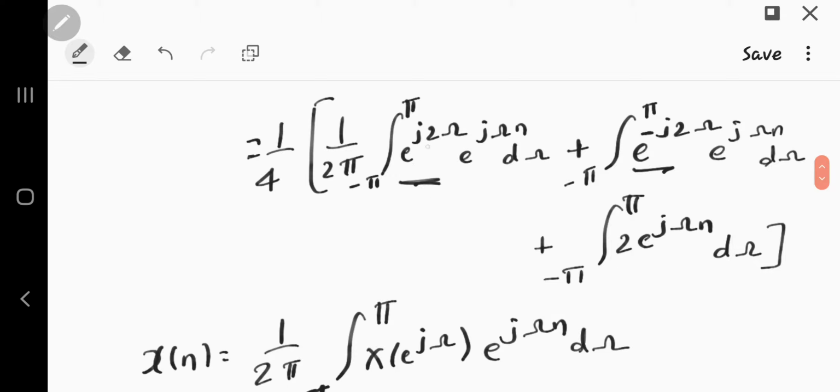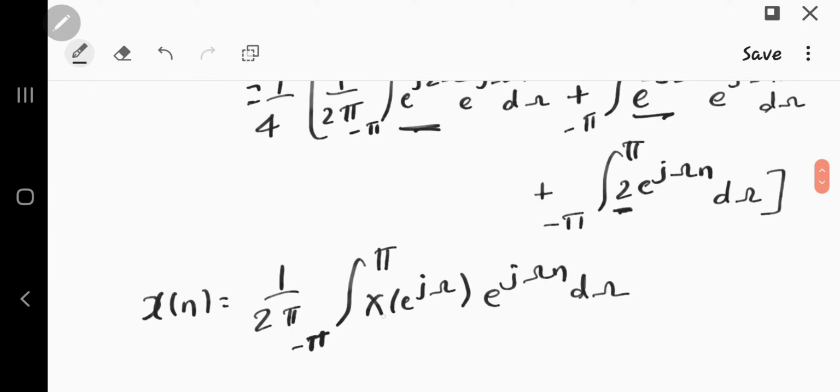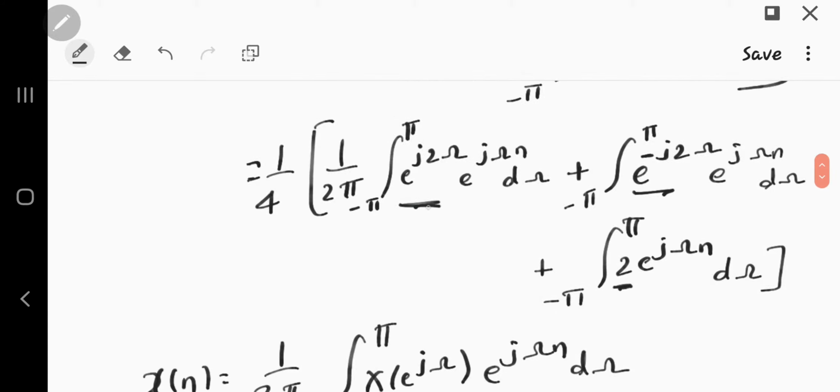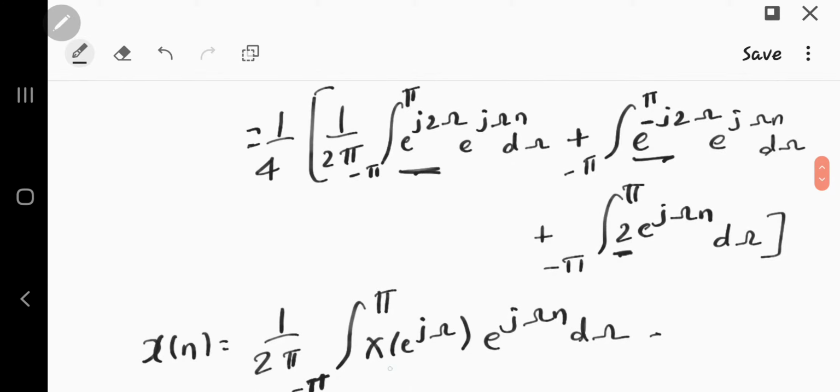Here we have e power j2 omega, here we have e power minus j2 omega, and here we have 2. So apart from this, everything is same. That means, taking this 1 by 4 apart, if you compare these two expressions, you can see x of e power j omega is having three different values, but we didn't get that easily.